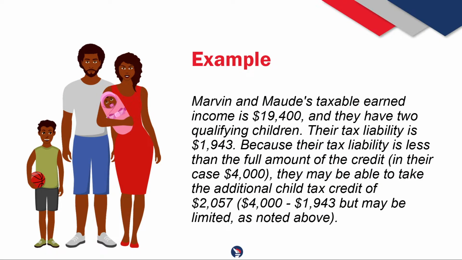So Marvin and Maud, taxable earned income is $19,400, sorry. They have 2 qualifying children. Their tax liability is $19,443. Because their tax liability is less than the full amount of their credit, in this case they have a $4,000 child tax credit, they may be able to take the additional child tax credit of $2,057. So the $4,000 minus the $19,443 that they needed to pay their taxes, but it might not be that full amount because this income is kind of low.